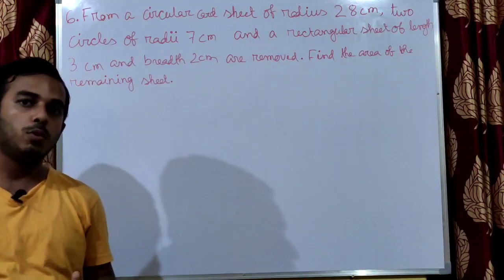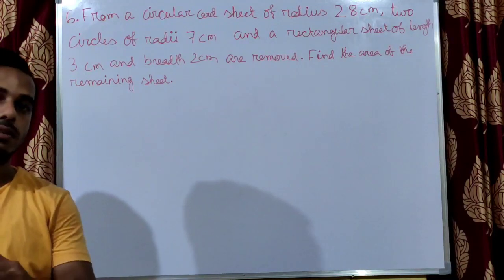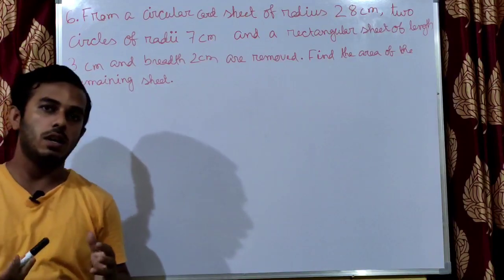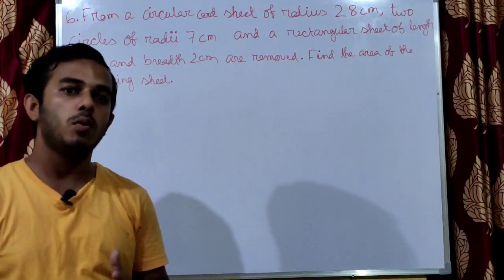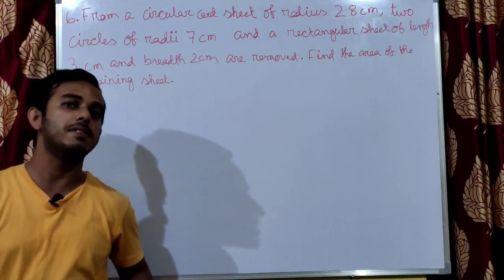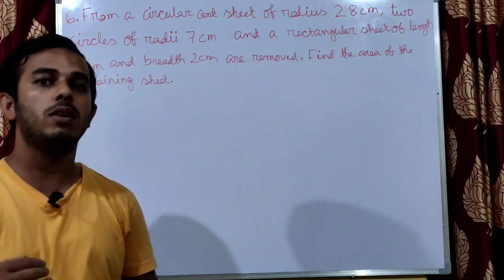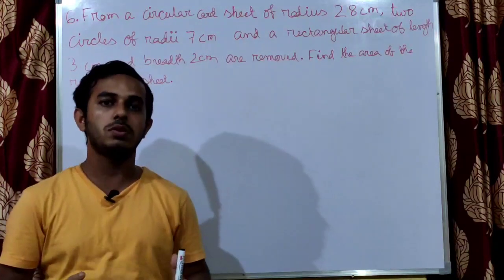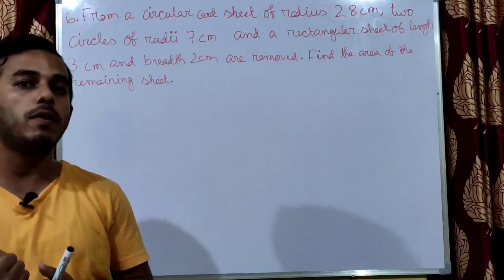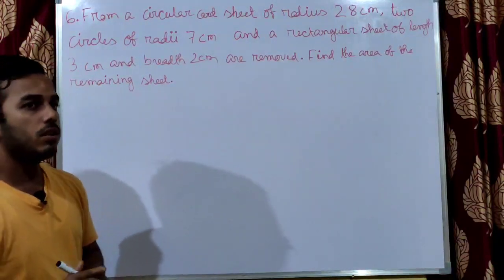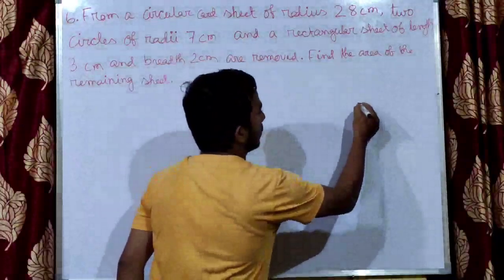Okay, now let's move to our next question, that is question number 6. This question says that from a circular sheet we have removed 2 circles of radii 7 cm, and one more rectangle whose length is 3 cm and breadth 2 cm. Now what do we have to find? The area of the remaining part. So let's look at the board.